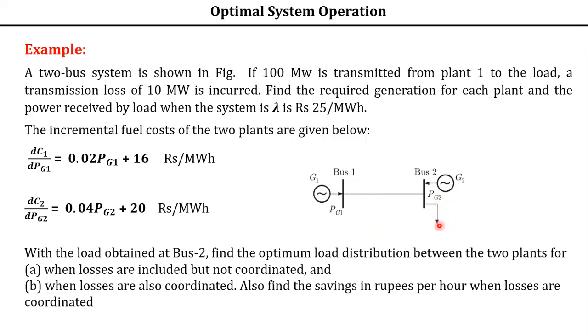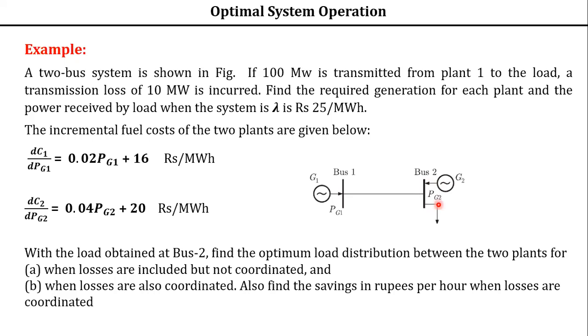This is your load. A transmission loss occurs, 10 megawatt. Now here you see, whatever the load is there, this generator can supply locally here itself, because the generator is also connected here. So this becomes the local generator for this load, and it can supply directly to this load. When this generator is supplying power to this load, losses are neglected because it is localized.